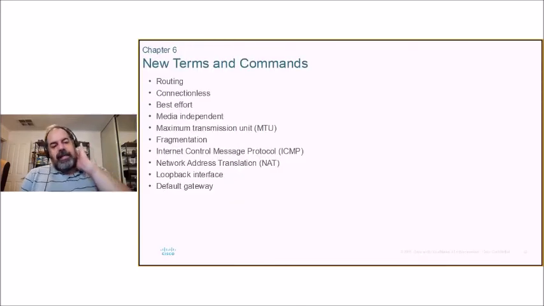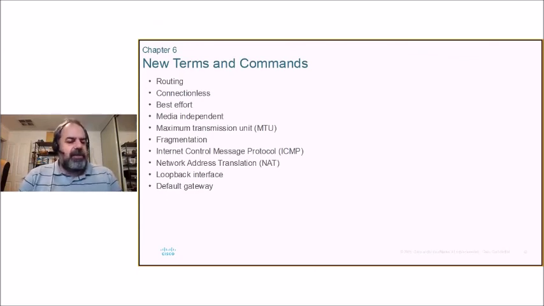We've looked at routing, connectionless. IP is a connectionless protocol. It's best effort. It will try, but it won't lose sleep about getting data through. It's media independent, so it can go across pretty much any network from layer 1 and 2. It will have a maximum transmission unit, so the maximum size of a packet it can send. Fragmentation can happen where it actually has to chop it up if it has to go across a network that has a smaller MTU.